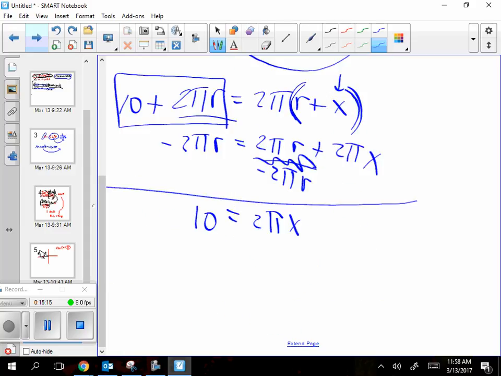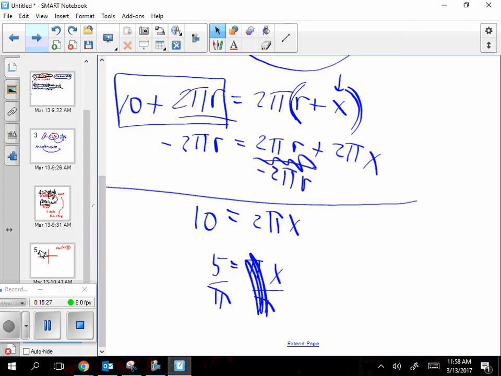Incredibly easy to solve. I'm going to divide both sides by 2, and I get 5 equals pi x. And I'm going to divide both sides by pi. And it's 5 divided by pi. Now, that comes out to 1.59 feet.